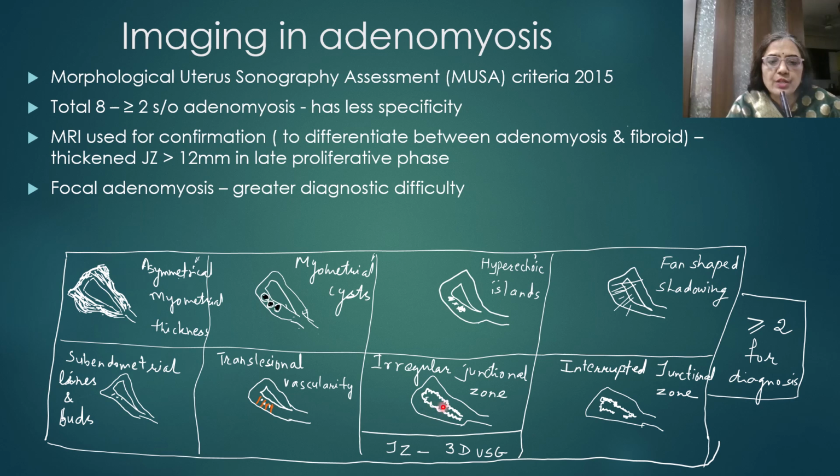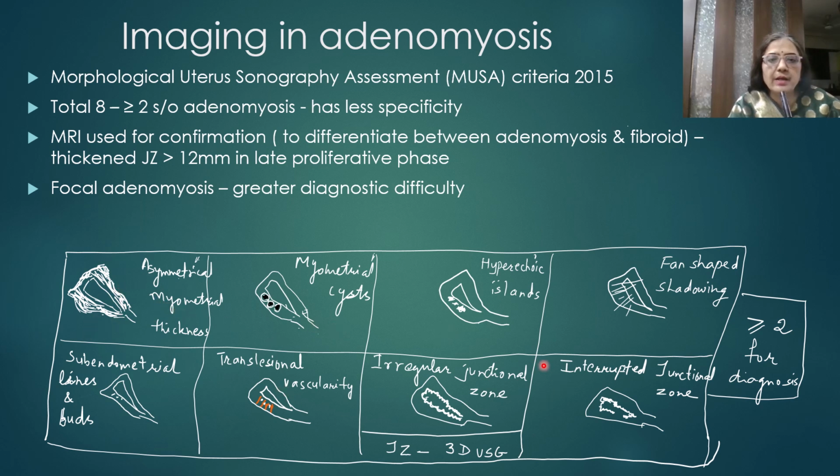There is an irregular junctional zone which is suggestive of adenomyosis, and the junctional zone is seen more clearly by 3D ultrasonography. An interrupted junctional zone is also one of the features. So you can remember J for junctional zone: there are 2 features, irregular or interrupted. Then the presence of these burrs and lines, translesional vascularity, hyperechoic islands, shadowing, and myometrial cyst. And most likely what can be appreciated is asymmetrical myometrial thickness.